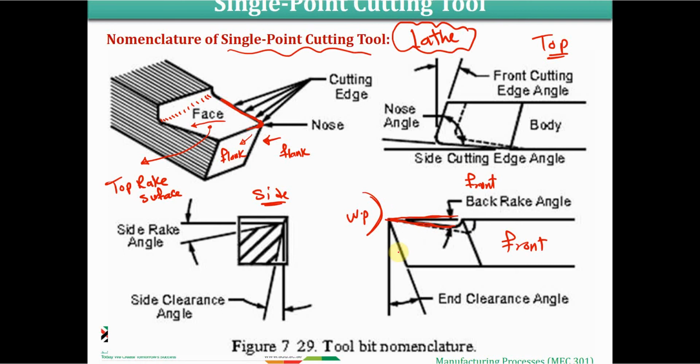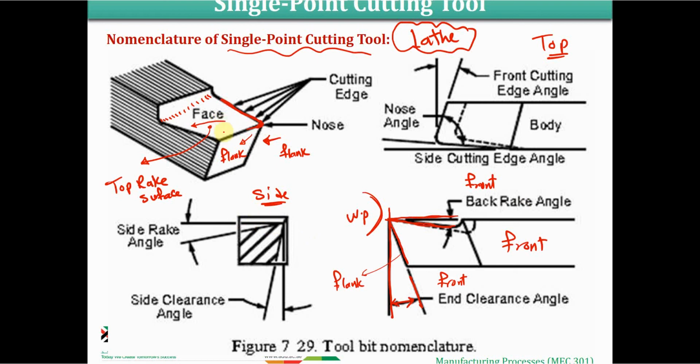This is the front rack angle, and this is the flank surface of the tool, and this is the tangent to the workpiece surface. So we're going to end up with this angle between the tangent to the workpiece surface and the flank surface of the tool. This is going to give us the end clearance angle, or the front clearance angle, or just the clearance angle of this tool from the side.